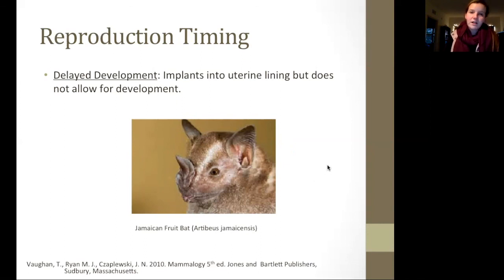All three of these reproduction timing methods are incredible adaptations for when food supplies are low, or when breeding is really not a good idea at that time.